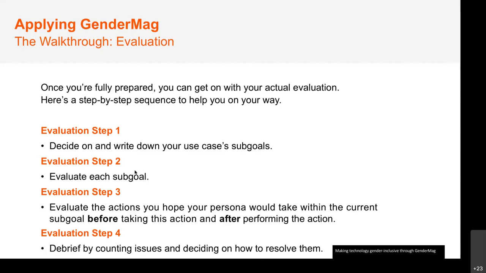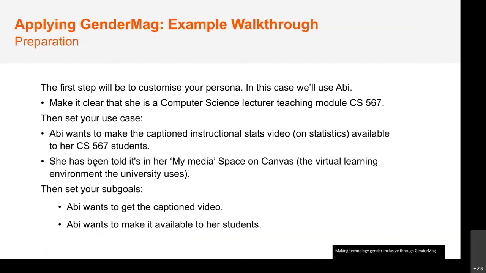In step 4, once you have done all that and you have cycled your way through steps 2 and 3, you would debrief with the team. You would look through the reporting forms and see how many issues you have found, what the kinds of issues were, and then figure out perhaps how to prioritize and how to resolve them. So let me take you through an example walkthrough.